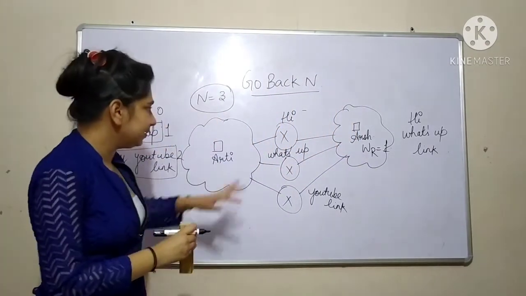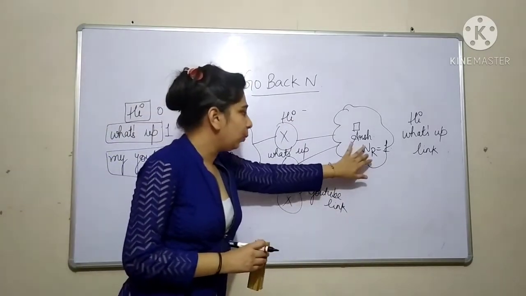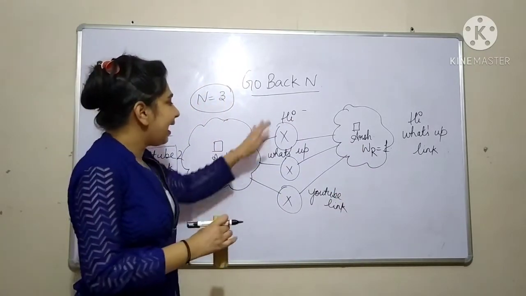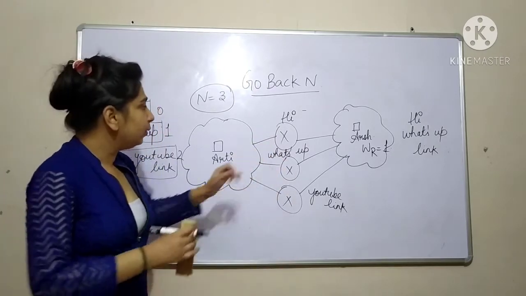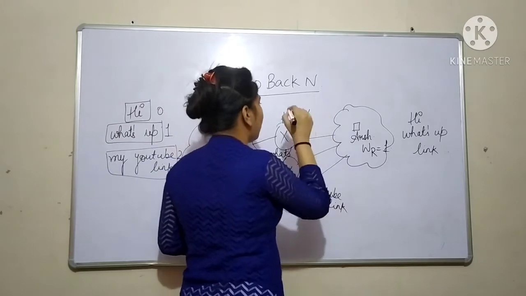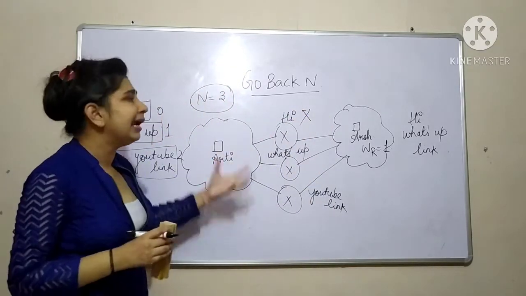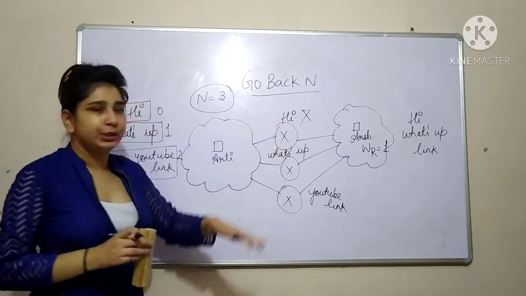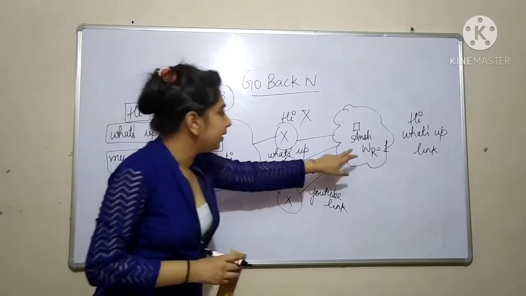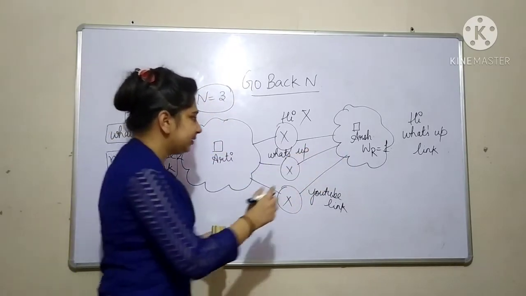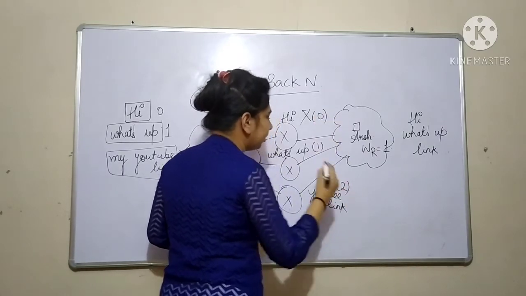Next, what happens? The receiver window size is actually 1, and I am sending 3 messages on the channel. So let's suppose this message got lost in the network, or it might get into looping. It is lost. So now the receiver is going to receive these packets. This was packet number 0, this is packet number 1, and this is packet number 2.